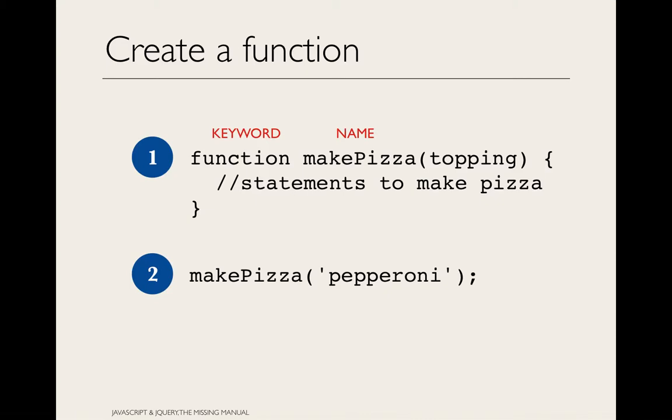So the way to use a function is to use the name and the parentheses, just like it says in number 2. So you create the function, make pizza, run some code. Then to use it, you would call the name, and if you need to, pass it some parameters.